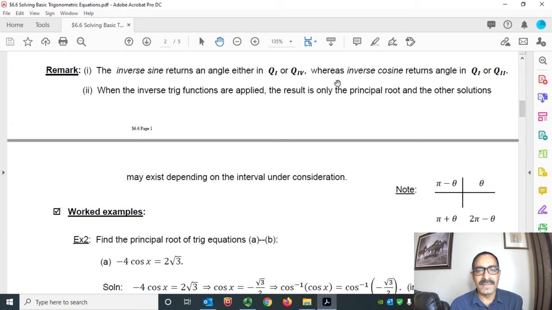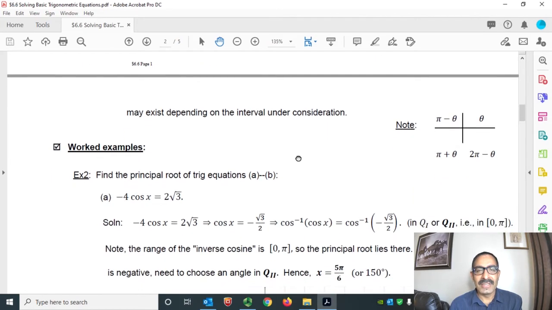The range of the inverse sine function is minus pi over 2 to positive pi over 2, whereas the range of the inverse cosine function is 0 to pi. That means first quadrant and second quadrant.